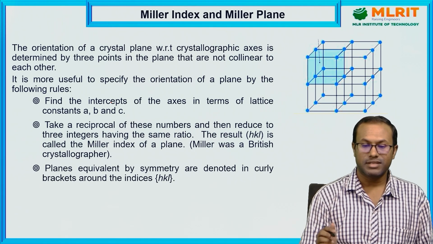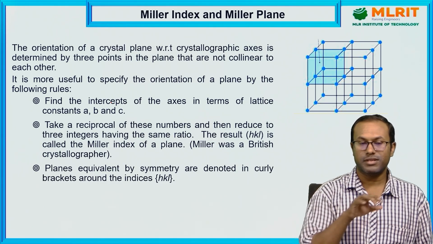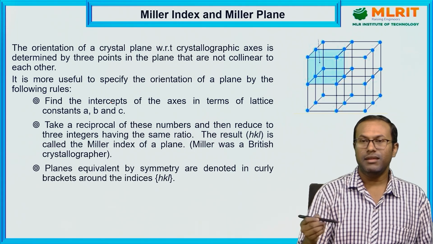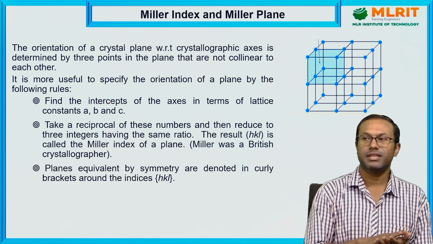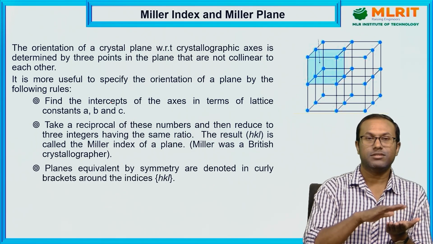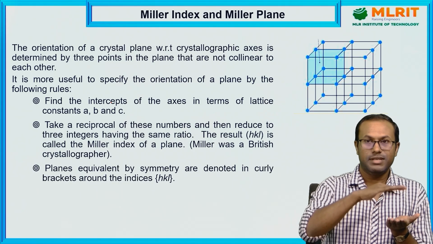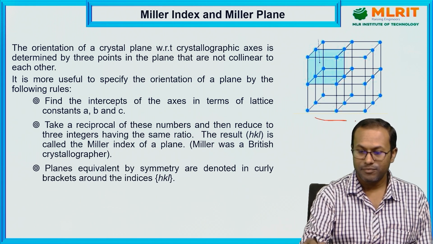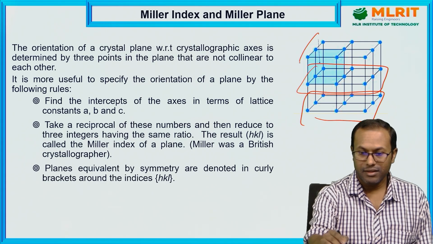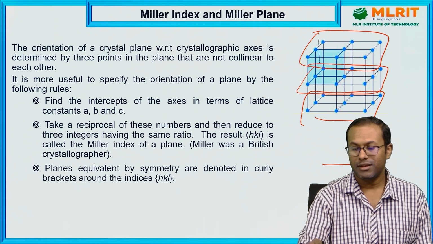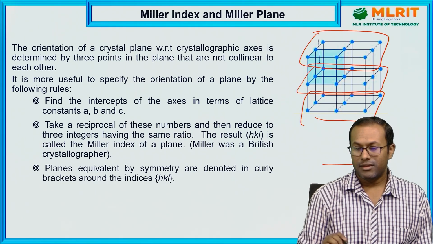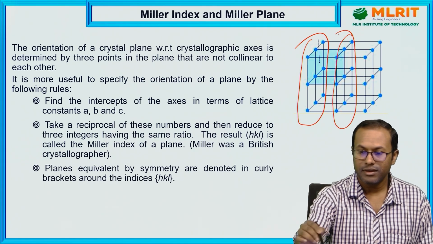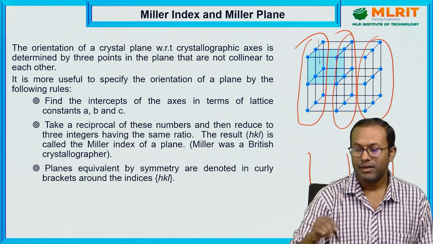We already discussed that a crystal structure is basically a periodic arrangement of points which are connected by imaginary lines, so that a building is formed. In this crystal structure there are different sets of parallel planes. Suppose in this case there is one plane, this one, and this one. These are three parallel planes. Similarly, there is another set of parallel planes, this one and this one.